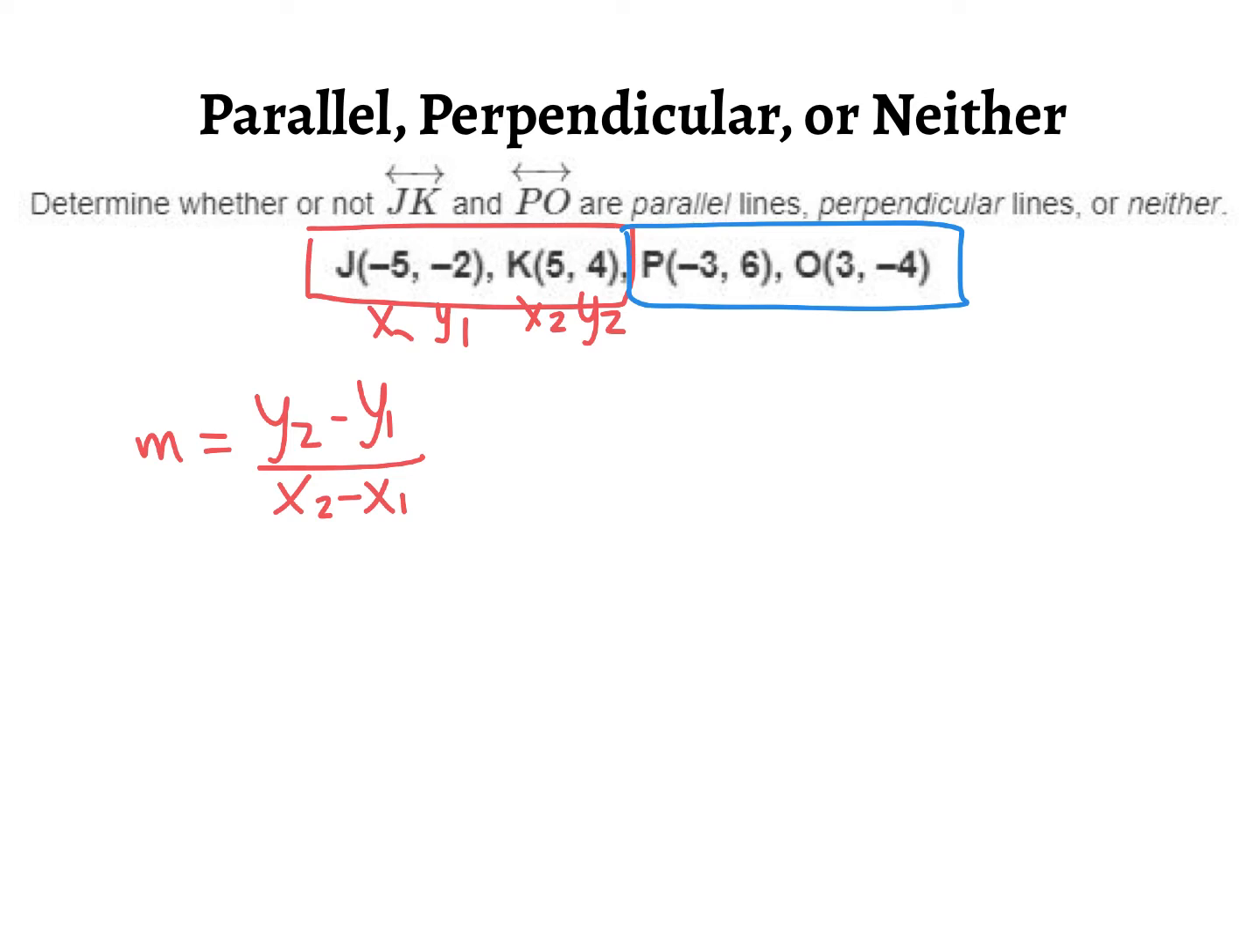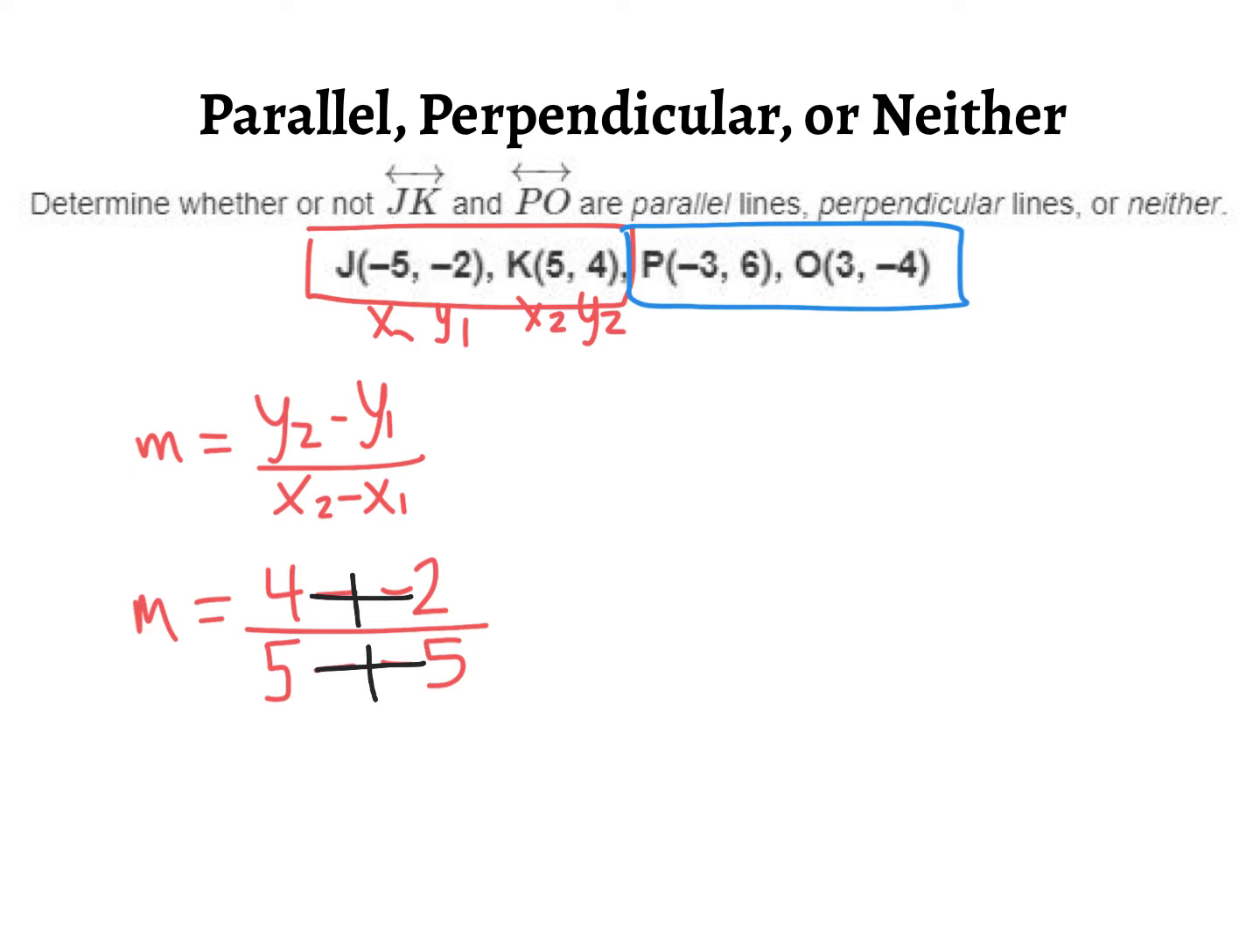And I'm just going to plug in these points. For y2, I have 4. So m equals 4 minus y1. Now, y1 is a negative, so I'm going to subtract a negative 2, divided by x2, which is 5, minus negative 5. These minus negatives must change to a positive. Subtracting a negative is the same thing as addition, so I'm going to change this to plus, and this one as well.